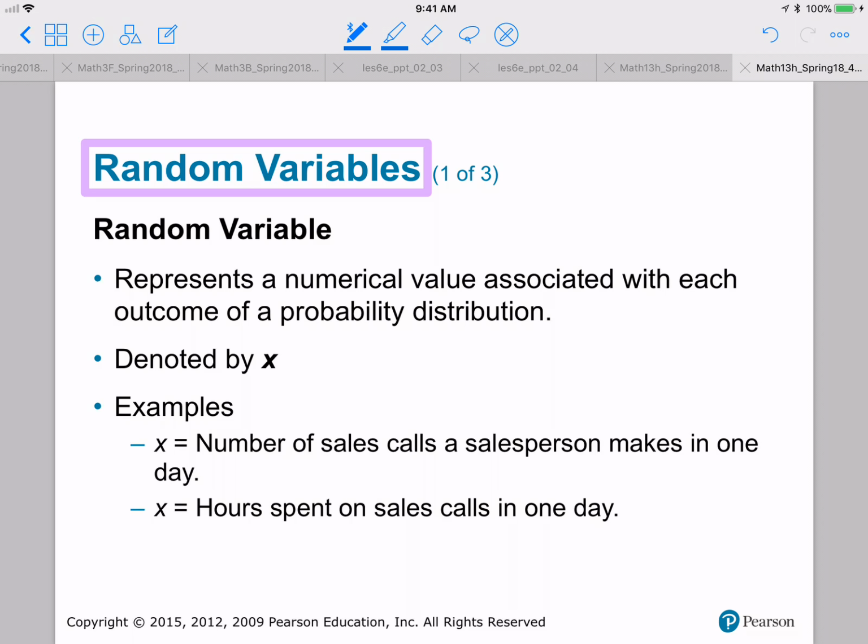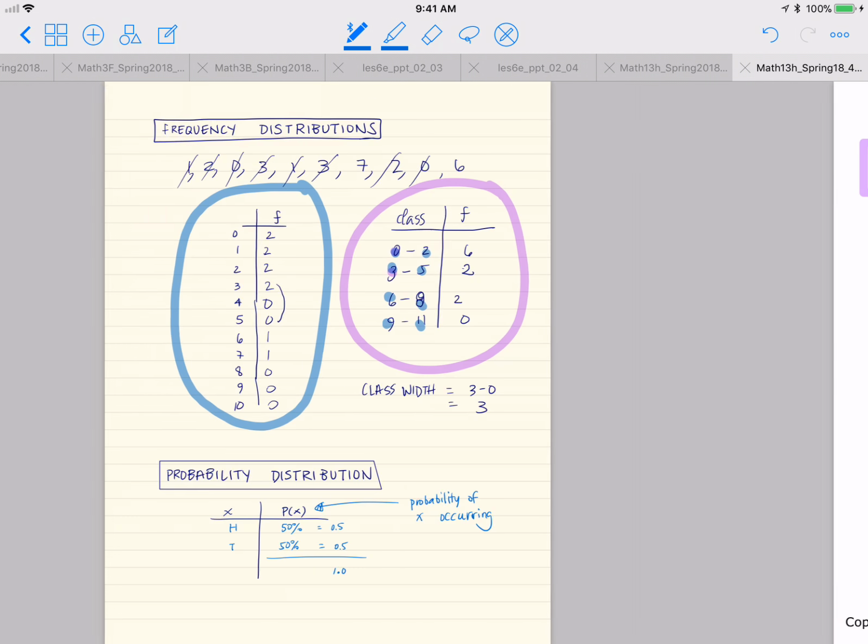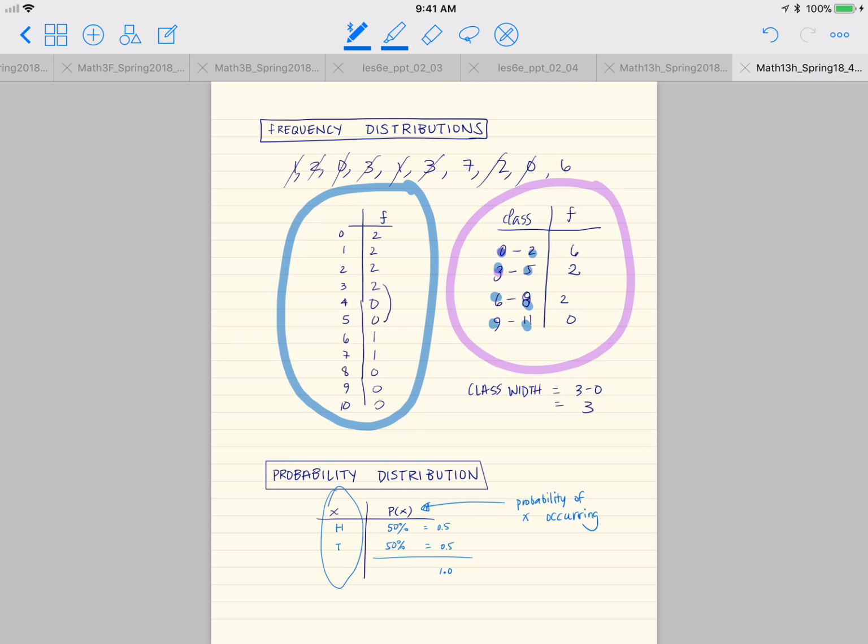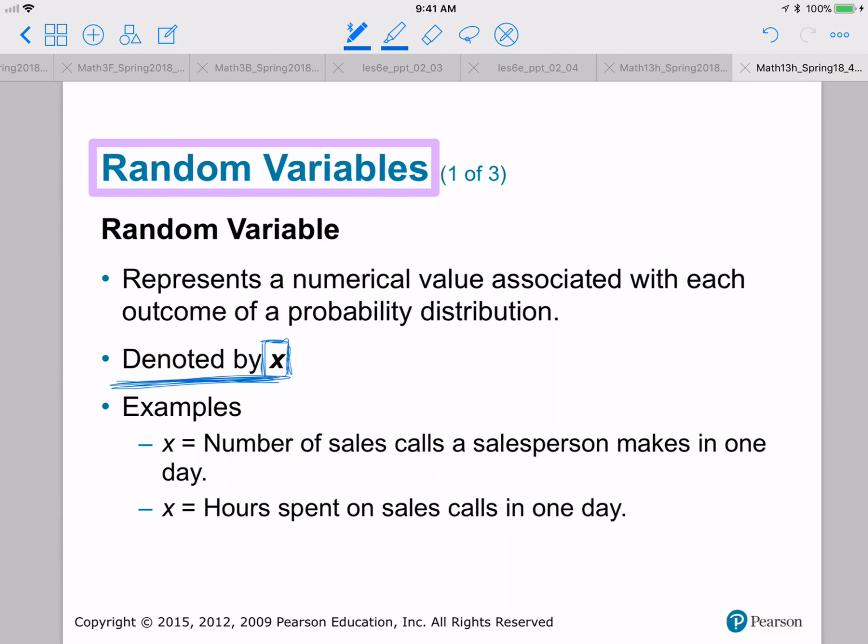So a random variable, which is going to be denoted by x, is the representation of all of the possible outcomes. So anything that's in this column here. In this case of flipping a coin, what are the outcomes? You could get a head or you could get a tail. So those are the two possible outcomes.